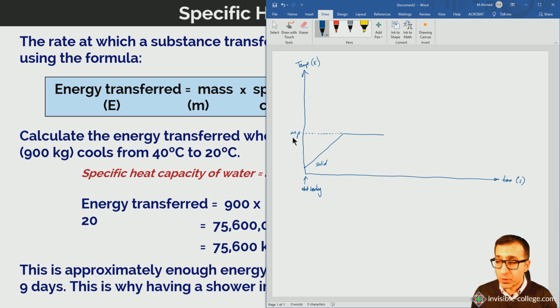So between this point in time and this point in time, this is where melting is taking place. Now we are heating the solid all the way through this period of time, but its temperature is not rising. Something else is happening to that energy. Now energy is conserved, it's not created, it's not destroyed. So clearly the energy must be going somewhere. We are heating the solid continually, but its temperature isn't rising.